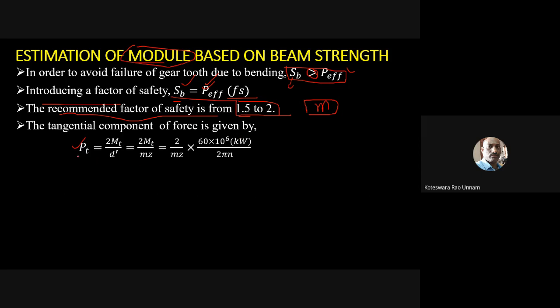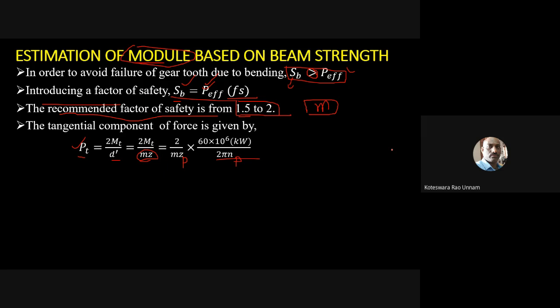So PT is nothing but 2Mt by d dash, where d dash is nothing but module into the number of teeth z. And Mt is nothing but 60 into 10 cube P by 2 pi N. If you design for the pinion, you take the suffix P here; if you are designing based on the gear, you have to take suffix G. That depends, so we need to decide that in the first step.